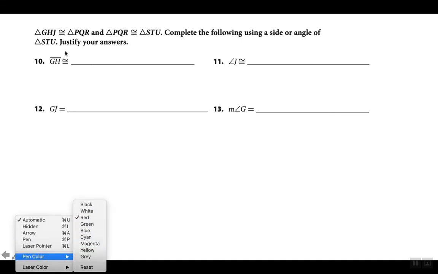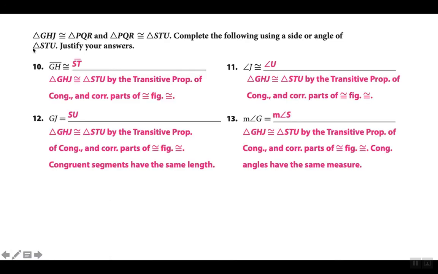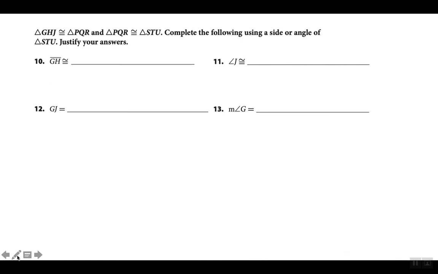All they're asking us is, they're giving us this information at the top. Okay, and they're asking us to complete the following using a side or angle of triangle STU. By the way, I don't know if you realize it, but this is the transitive property. If this triangle equals this triangle, and triangle PQR equals this other triangle, that means the first one has to equal the last one.